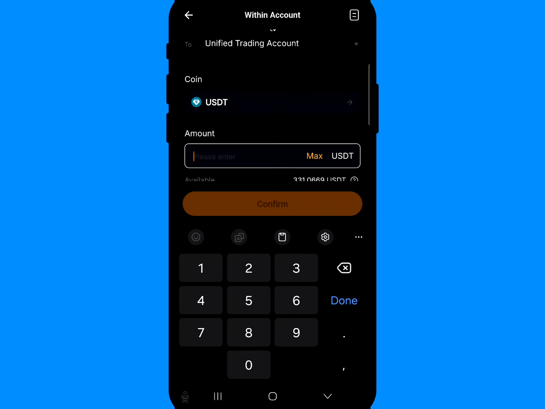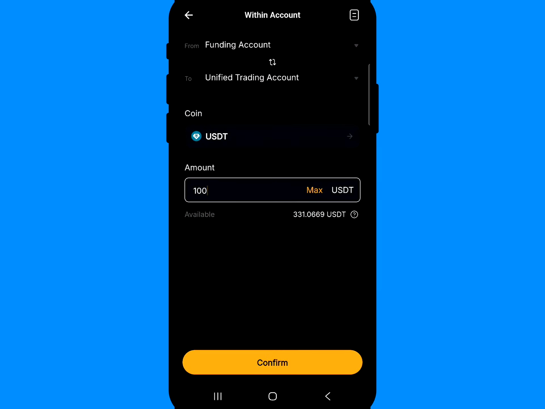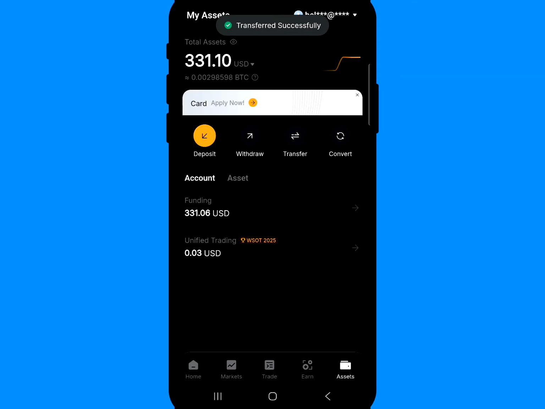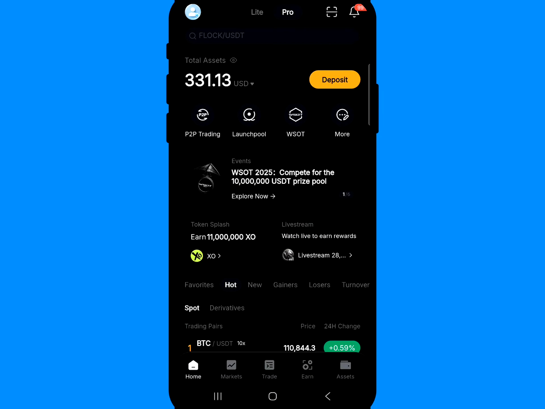I want to use just $100 out of my $300. I have 300 something. I will now click on confirm. All right, you can see the money is being sent to my Unified Trading account. You can see the money is on the Unified Trading account.